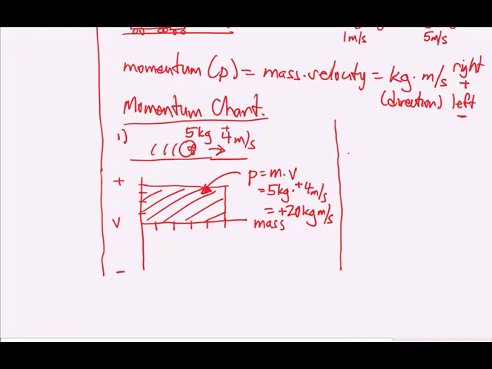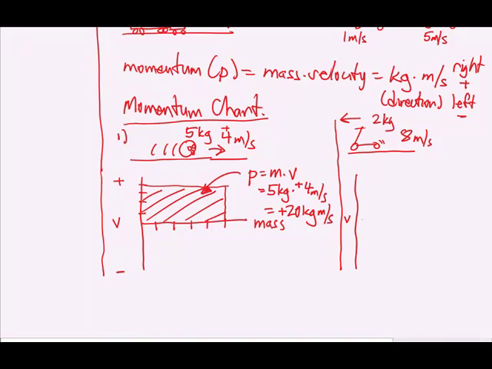Let me do another little example here. I got a scooter, perhaps I got one for Christmas. And that's going to be going to the left this time. My scooter is not very massive. It only has a mass of about 2 kilograms, but it's pretty quick. It's going to the left at 8 meters per second. Let's see if we can account for this the same way on this momentum chart.